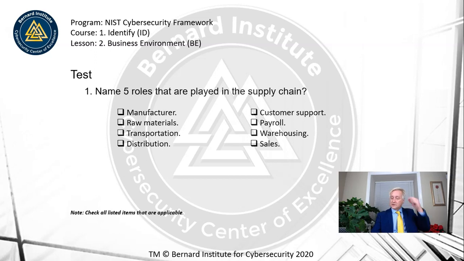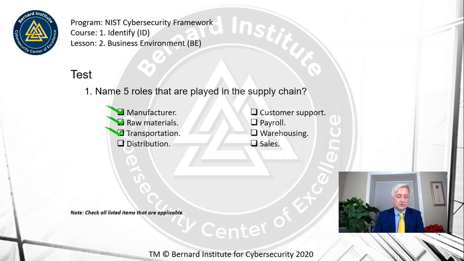Okay, let's do a little check to see what you remembered from this lesson. Name 5 roles that are played in the supply chain. If you selected manufacturer, you're correct. And somebody who provides raw materials. So you might not be making a product from purchased materials from other manufacturers, but you might be making it from iron ore or copper or gold. So you need the raw materials in order to make your product.